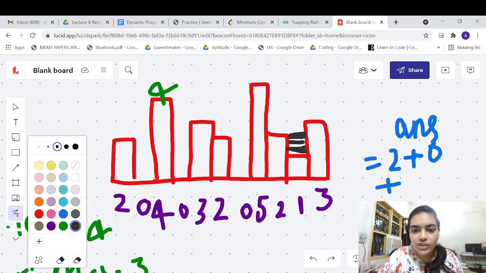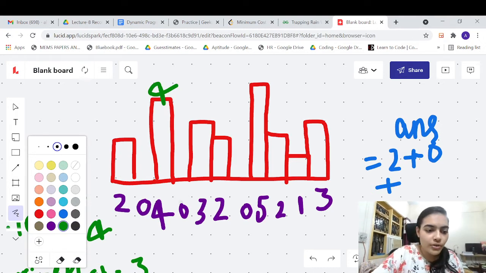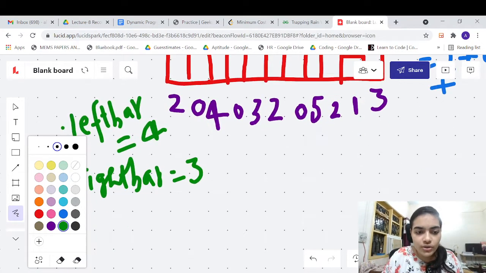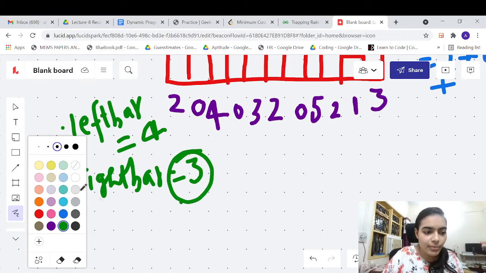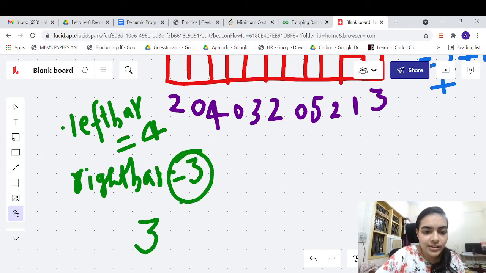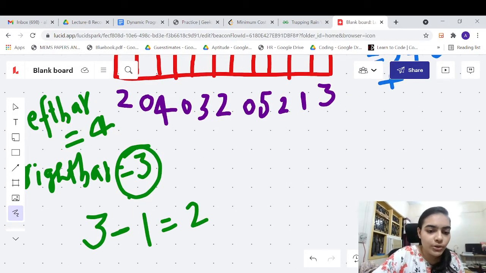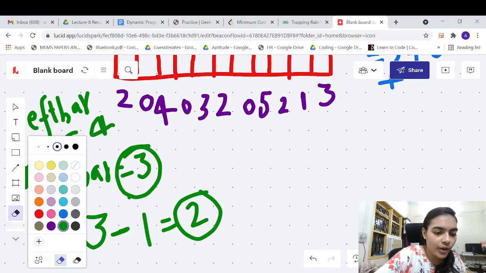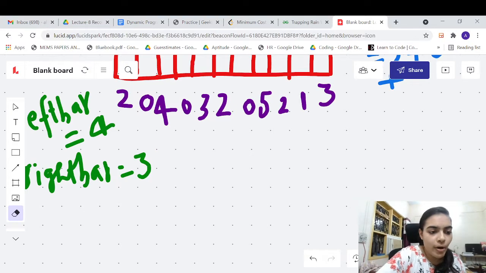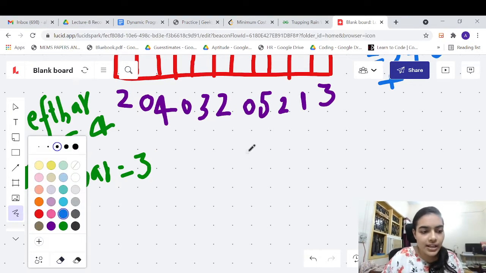So how much water can it store? How can we find that out? It is simple to find that out. Just do one thing. What is the height of the right bar? The right bar has height 3. What is the height of the current bar? The current bar has height 1. 3 minus 1 is equal to 2. So it will store 2 amount of water. So let's add that to our answer variable.